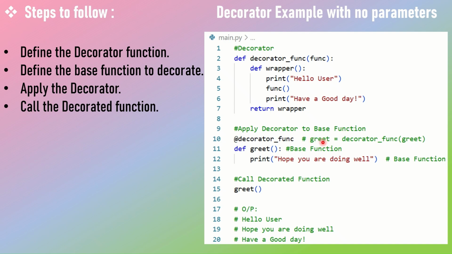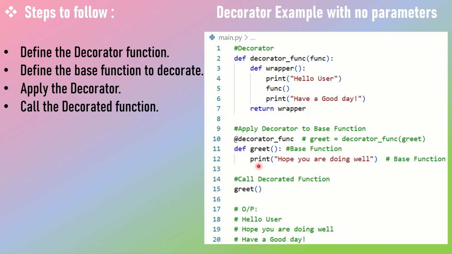That function we are again storing in one variable, which we define with the same name as the base function. So behind this syntax, this is a shorthand to this actual meaning. And finally, we need to call the decorated function.